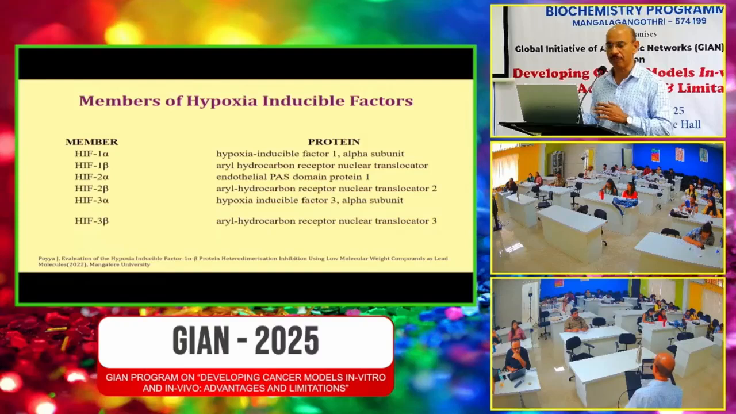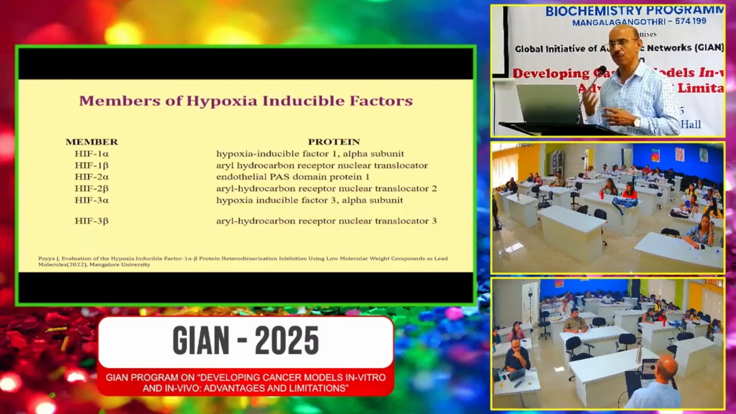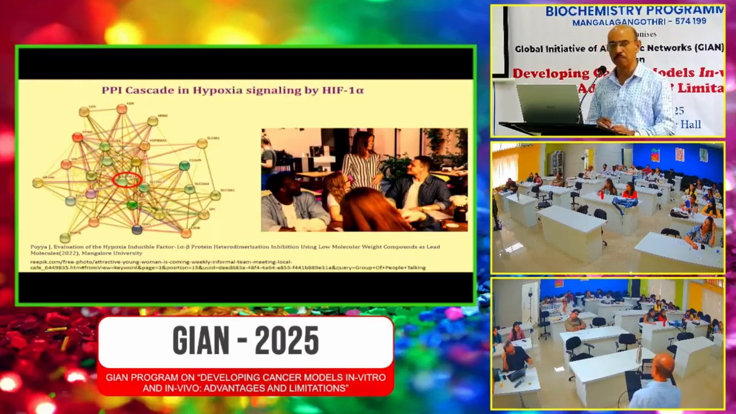And there are different factors we noticed, that is HIF1 alpha. Along with that, other factors were also expressed. They are called hypoxia factors, like 1 beta, 2 alpha, 2 beta, 3 alpha, 3 beta and so on. They had different functions and have been reported. But we were not that interested in the other factors, because we were targeting HIF1 alpha.